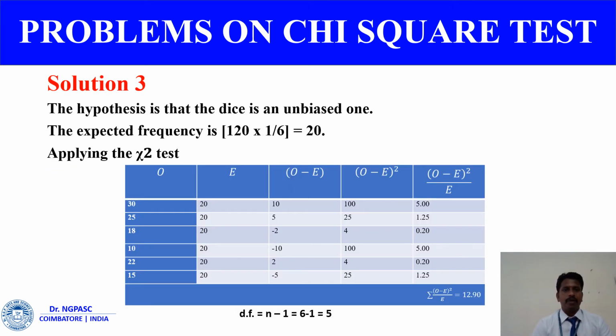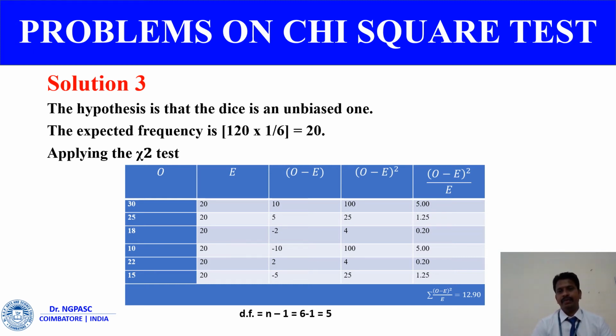Next is the solution of problem number 3. Let us take the hypothesis that the die is an unbiased one. The expected frequency is 120 into 1 by 6. 120 means a die is rolled 120 times, and 1 by 6 means the probability of a number on the die.